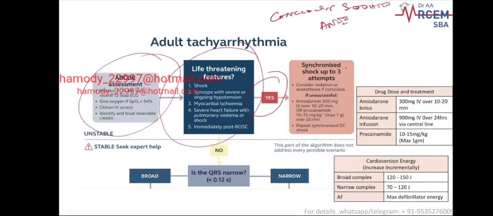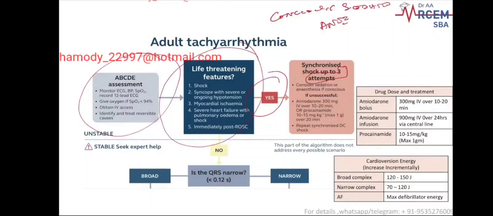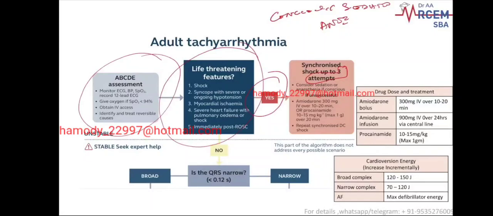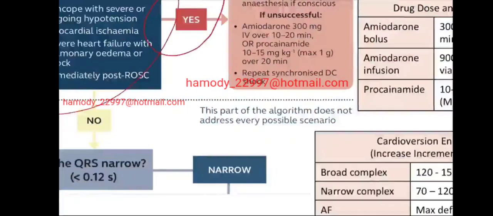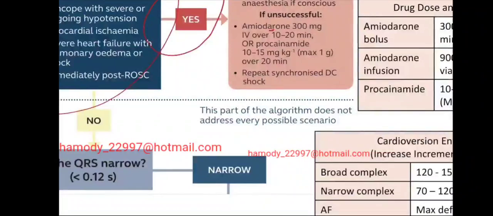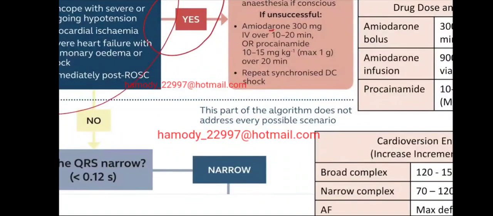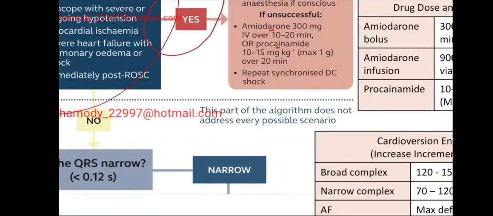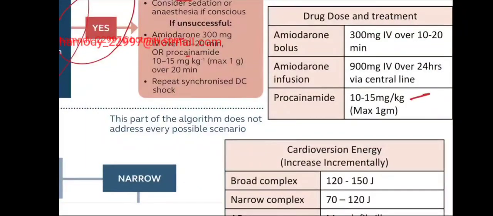So you give 3 shocks. One shock you give, reassess: no, the patient has not reverted back to sinus rhythm. Second shock, not reverted. Third shock, not reverted. For the fourth shock, before you give the fourth shock, you are giving amiodarone. That was very much similar to the previous guidelines. Now they have added, instead of amiodarone, you can also give procainamide. Remember, you can also give procainamide. What is the dose? You can give it around 10 to 15 mg per kg.